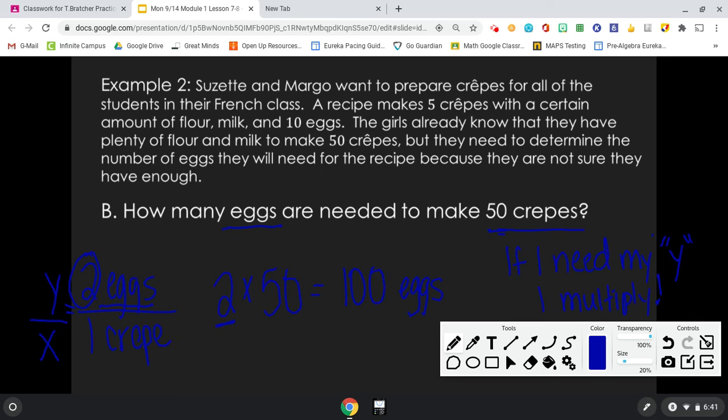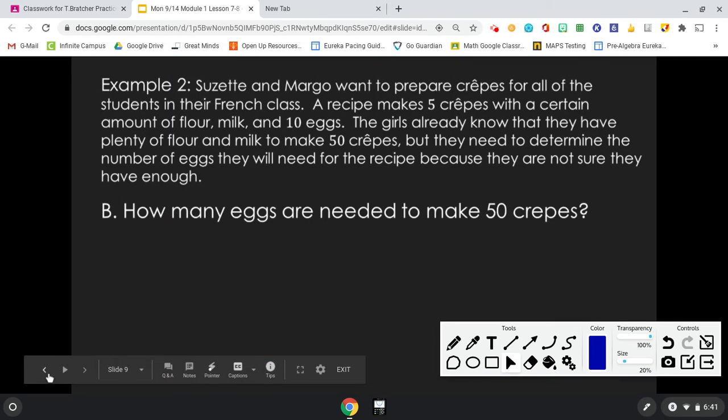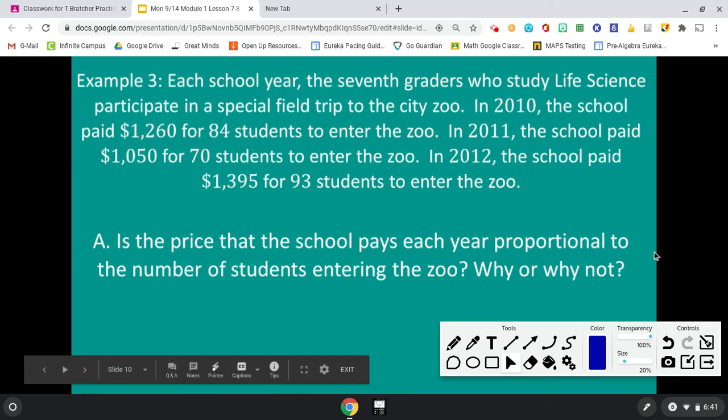So let's see what happens again if we have a different type of question using that same unit rate. Okay, so let me go back one. Oh, I don't have it. All right, so example 3.